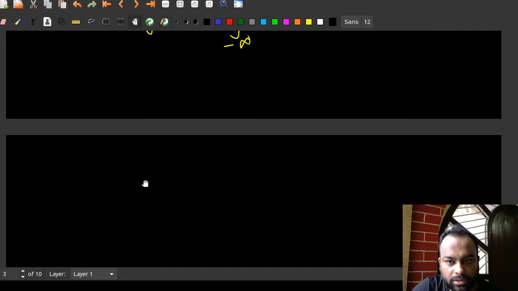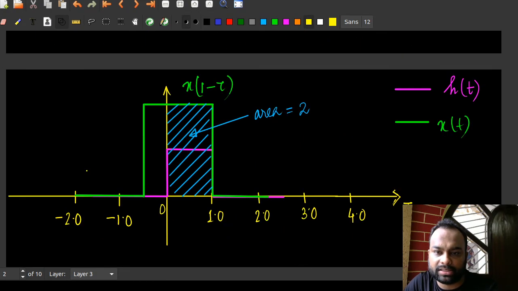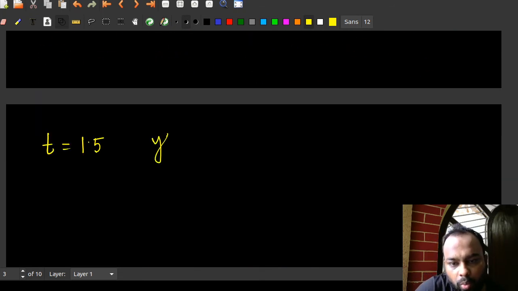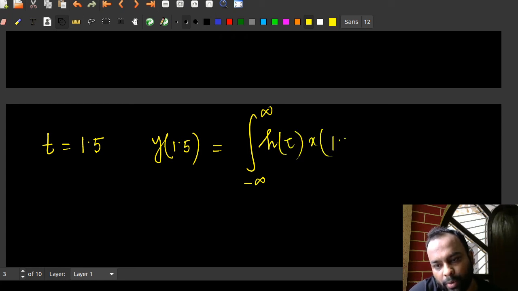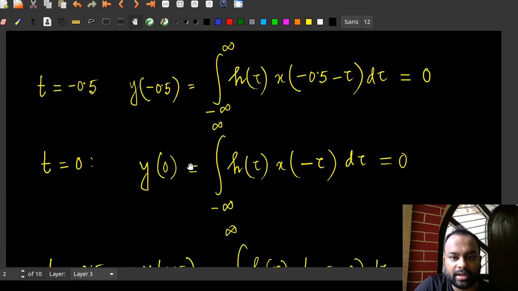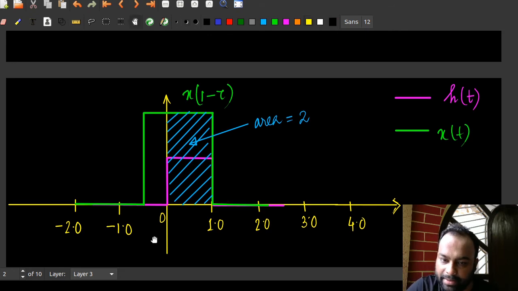Now let's calculate the output of the system when t is equal to 1.5. So we are calculating y(1.5), and that will be this integration from minus infinity to infinity of h(tau) x(1.5 minus tau) d tau. So I am calculating x right there like that.